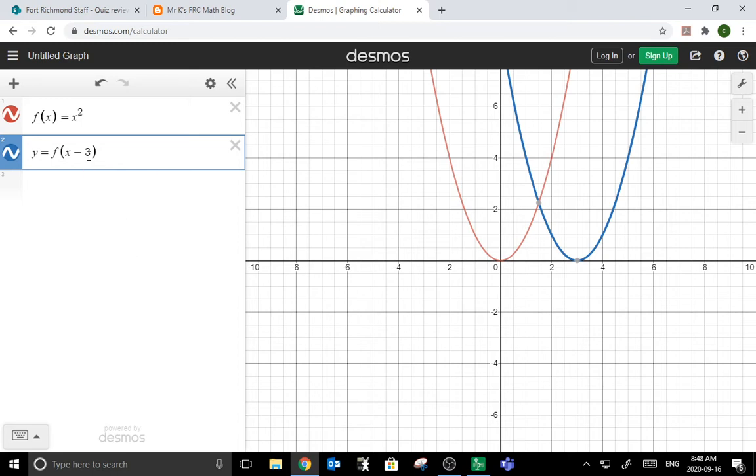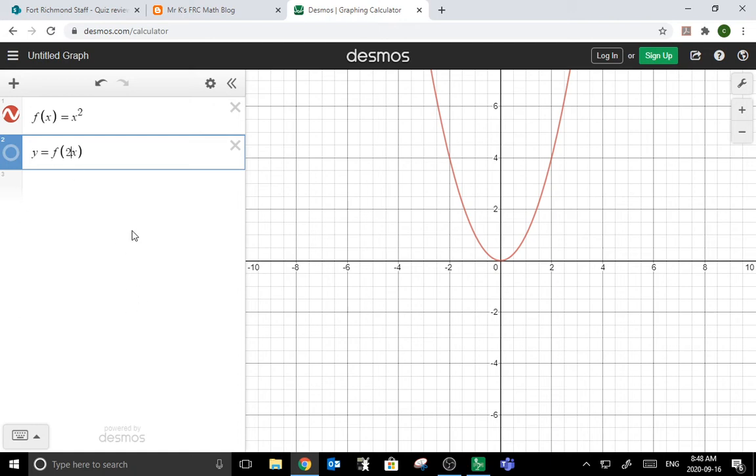The trickiest one on here is what's the difference between putting a 2 out here, and again, I'll turn it off and we'll guess, putting a 2 out here versus putting a 2 on the inside of the bracket. This is a little counterintuitive. This 2 out here stretches it up because the y's go up twice as fast. So what would happen if I put a 2 in here?